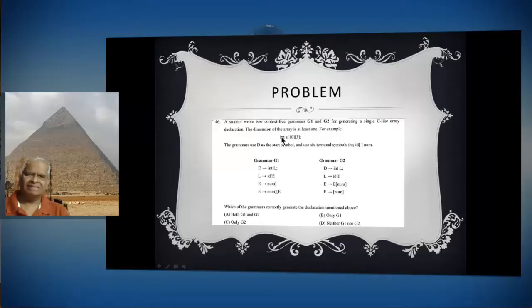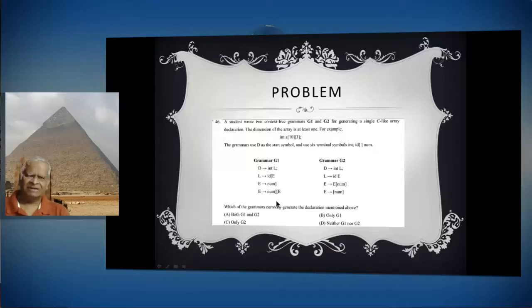One is the type int, the name of the array, and the subscripts. Each dimension is in square brackets. At least one dimension must be there. These are the grammars below, G1 and G2. D is the start symbol. And the terminal symbols are int, id, square brackets, open and close, and num.